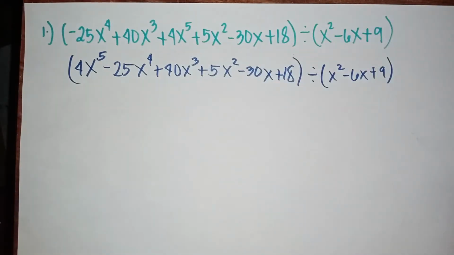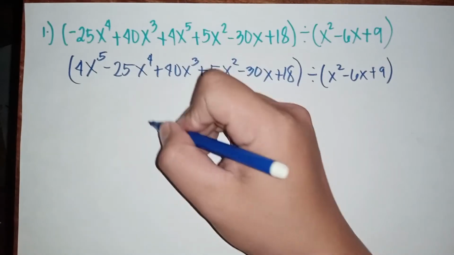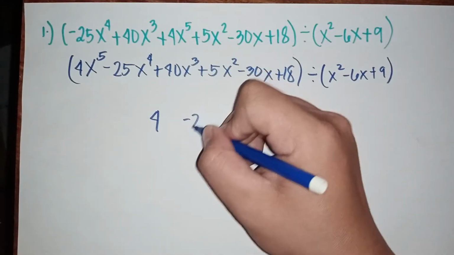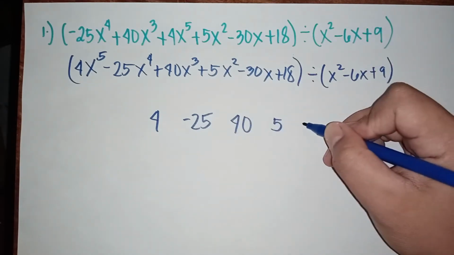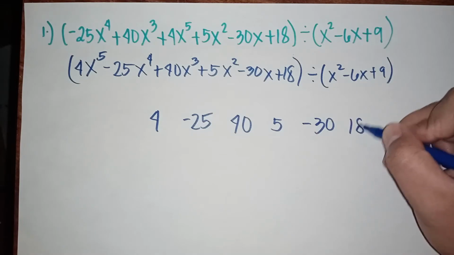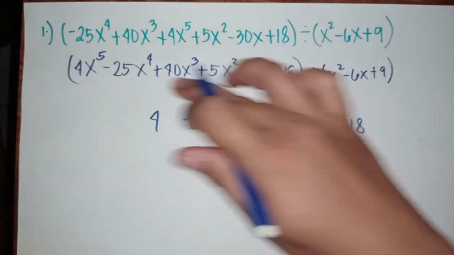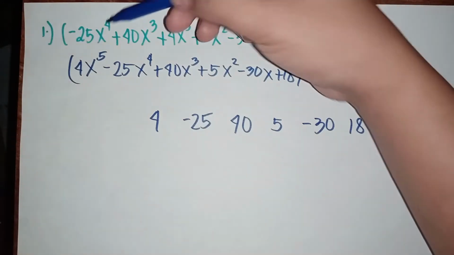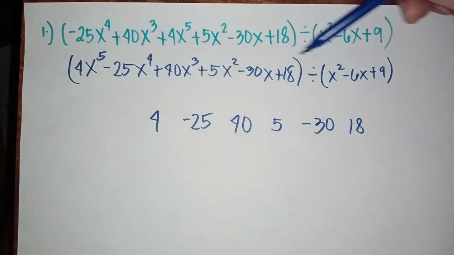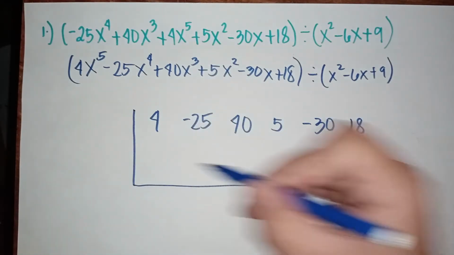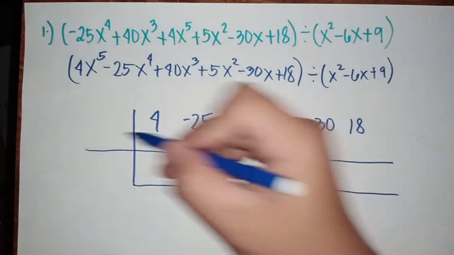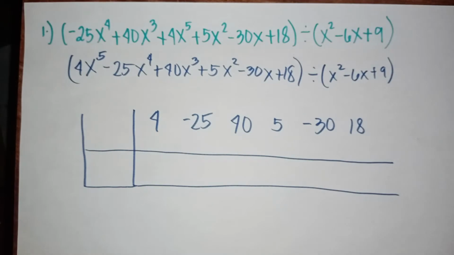Gamit yung synthetic division, yung gagawin natin dito is we are going to list the coefficients of the dividend. So we have here 4, negative 25, next 40, next 5, next negative 30, then 18. No need tayong mag-insert dito ng 0 mga boss kasi wala naman tayong missing term. Tingnan natin kung naka-descending order: 5, 4, 3, 2, 1, 0. So wala tayong missing term. Tapos guguhit lang tayo dito. So ito yung gagawin natin.